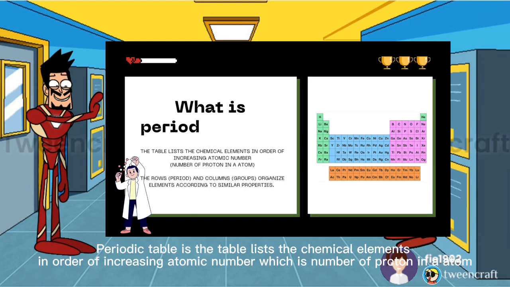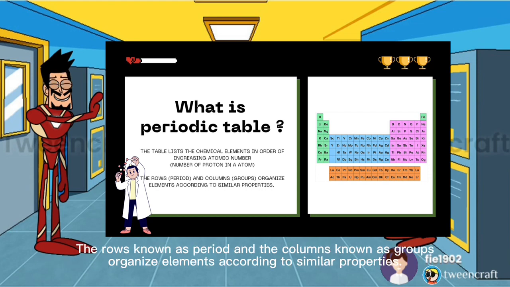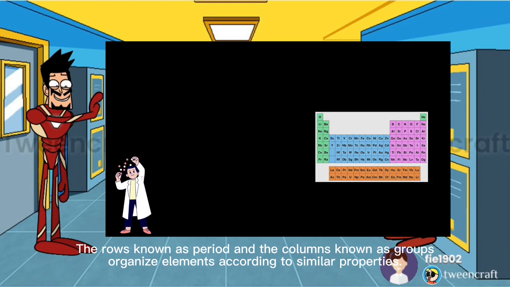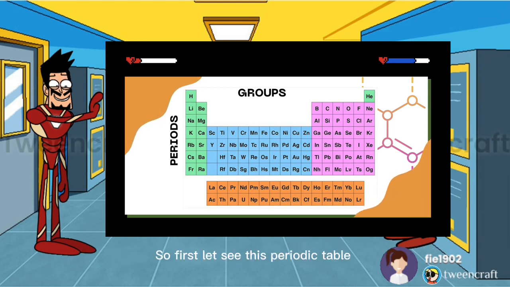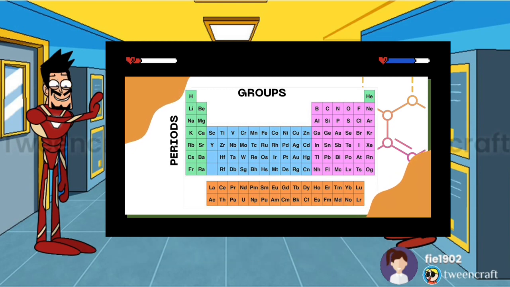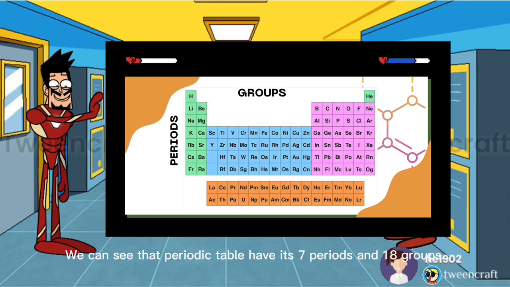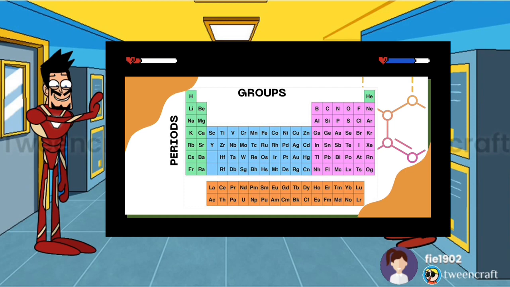The periodic table is a table that lists the chemical elements in order of increasing atomic number, which is the number of protons in an atom. The rows, known as periods, and the columns, known as groups, organize elements according to similar properties. So first, let's see this periodic table. We can see that the periodic table has 7 periods and 18 groups.